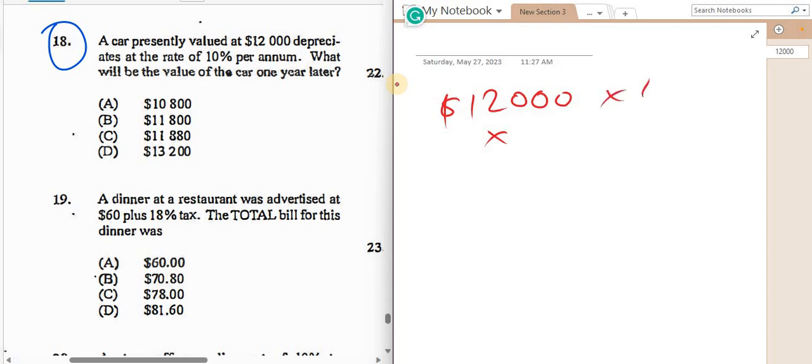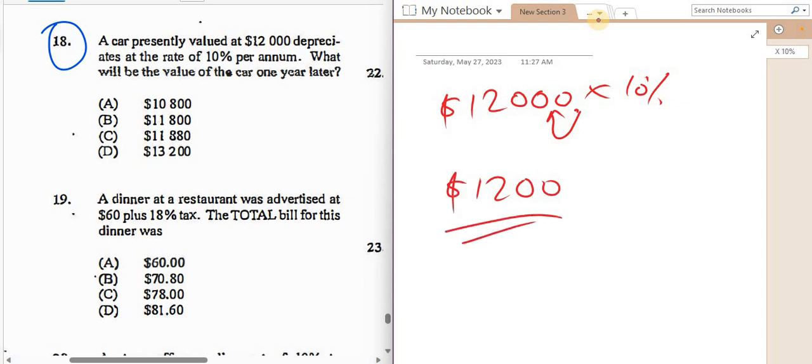So it'll be 10 over 100, isn't it? But with 10%, we don't need to do all that. Because it's 10%, remember the trick: one place to the left, and what do we get? 1,200. So this is the amount it depreciates by, correct? What would be the value of the car though? Remember, this is the depreciation amount, not the value of the car.